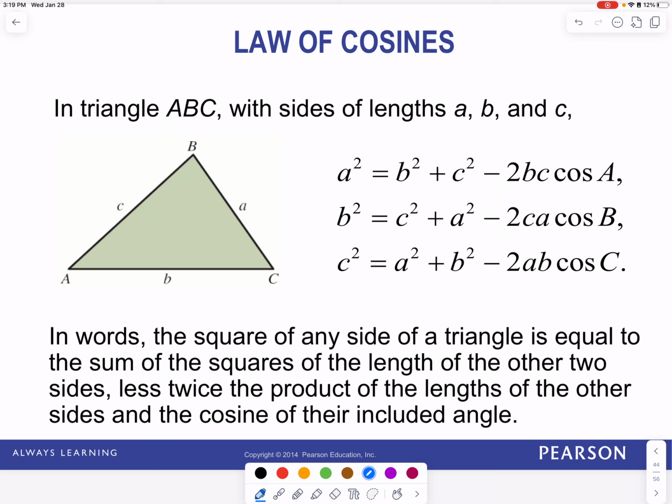So then we also have this notion of the law of cosines. So in a triangle ABC with sides of length A, B, and C, A squared equals B squared plus C squared minus 2BC cosine of A. So on and so on and so on. These are the law of cosines.